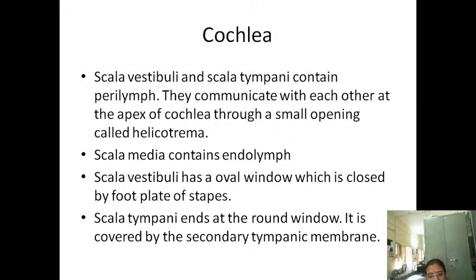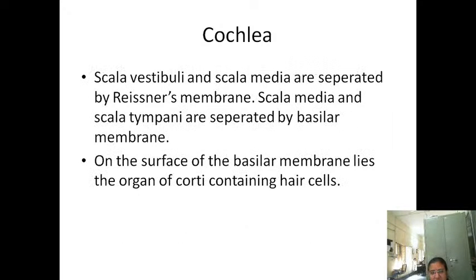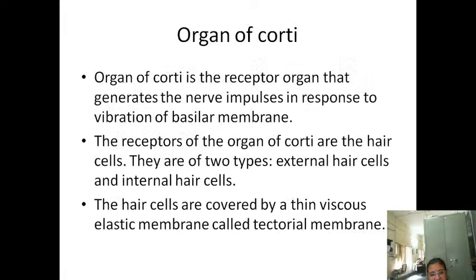Now, scala tympani ends at the round window. It is covered by secondary tympanic membrane. Scala vestibuli and media are separated by Reissner's membrane. The first one, upper one scala vestibuli, middle one scala media are separated by Reissner's membrane, and scala media and scala tympani are separated by basilar membrane. You go back to that picture and see once again. On the surface of basilar membrane lies the organ of Corti containing hair cells.